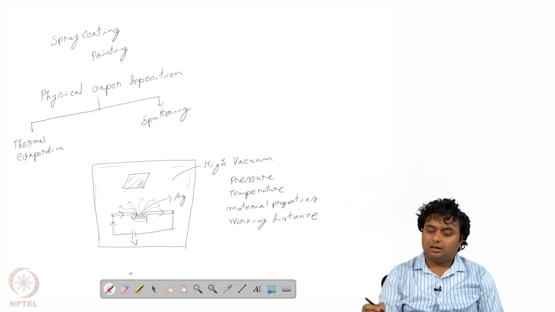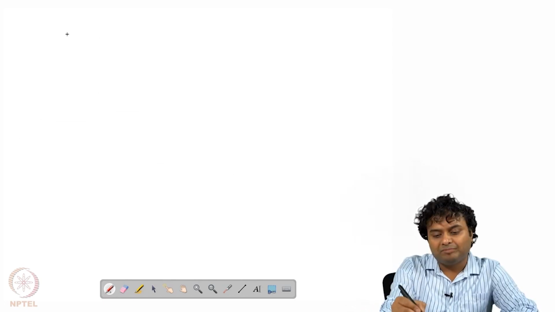Using this technique, different metals like gold, silver, aluminum, titanium, even copper, etc. can be deposited. Now we will talk a little bit about sputtering.